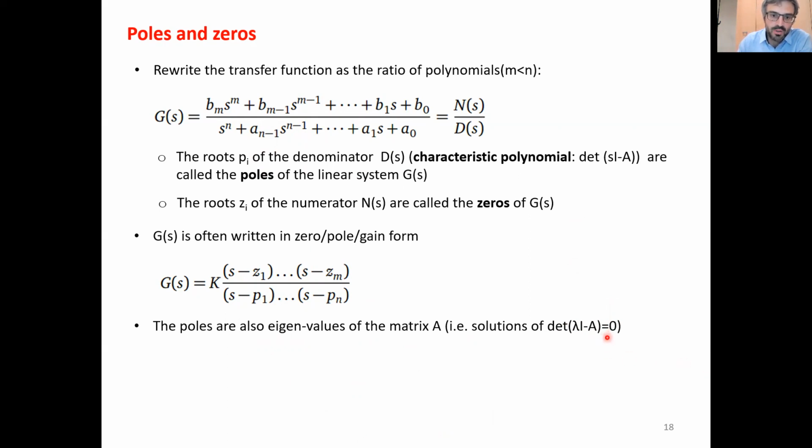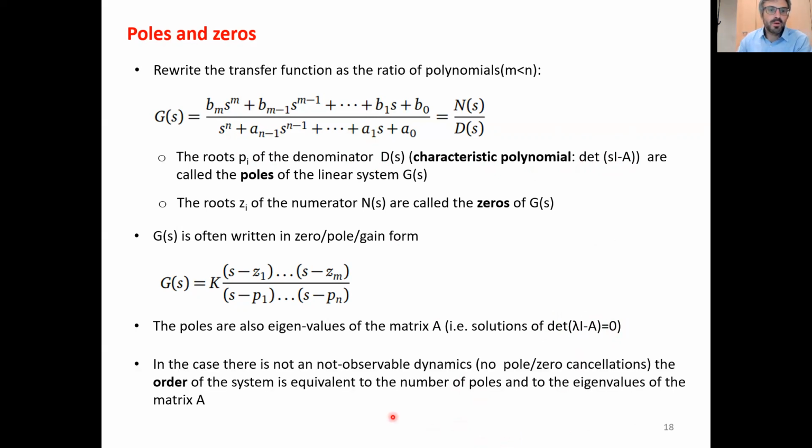A trivial solution is the solution for which V is equal to 0. You need to have the determinant equal to 0. So solving this, you get the eigenvalues, and you see that this is exactly the same as the characteristic polynomial. So the roots of this, the eigenvalues, are the same as the roots of the polynomial that represents the denominator, that are the poles.